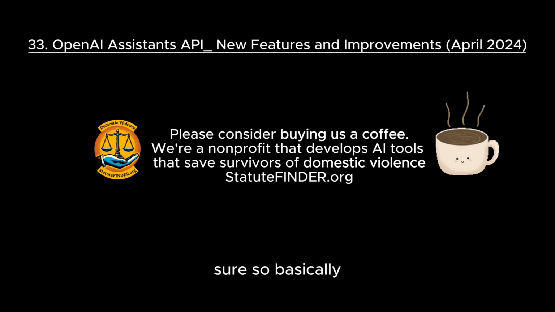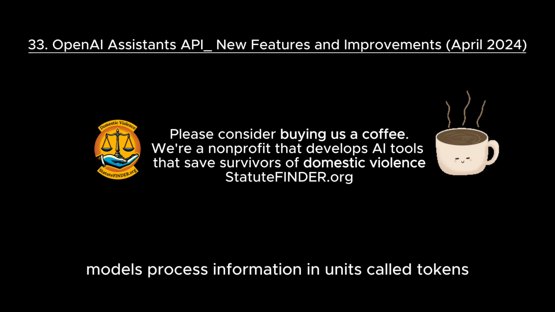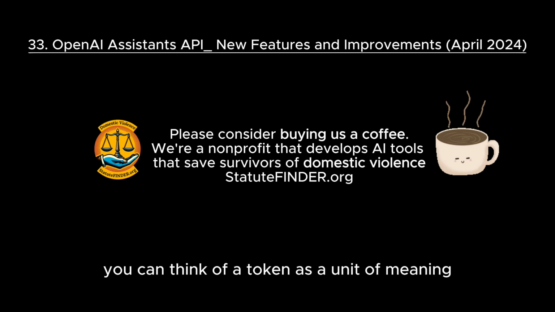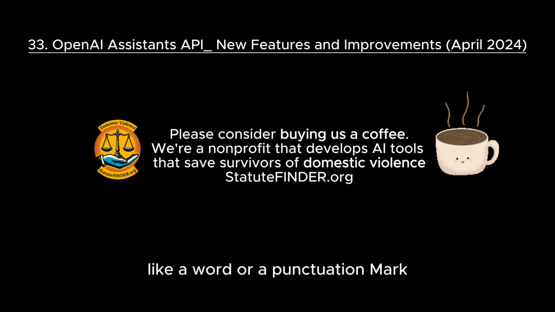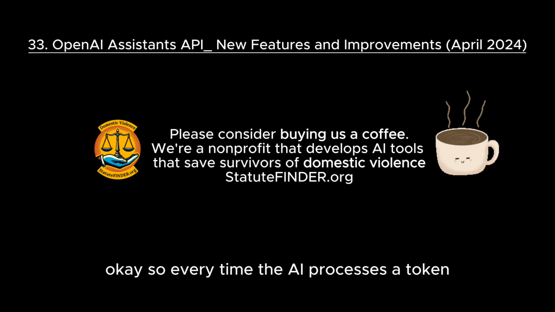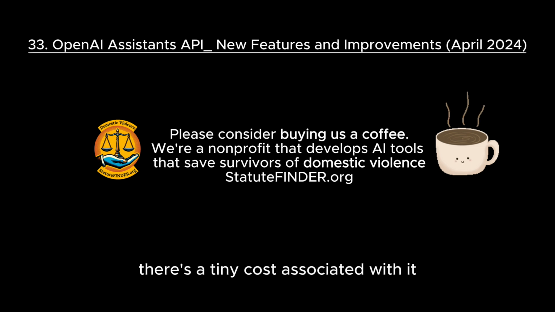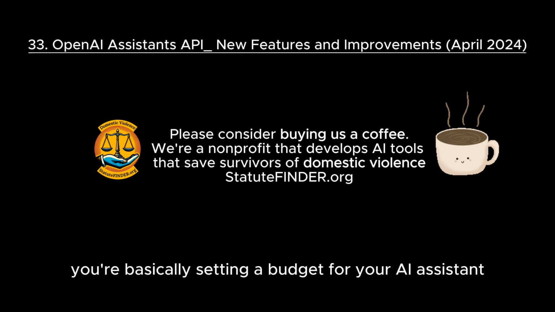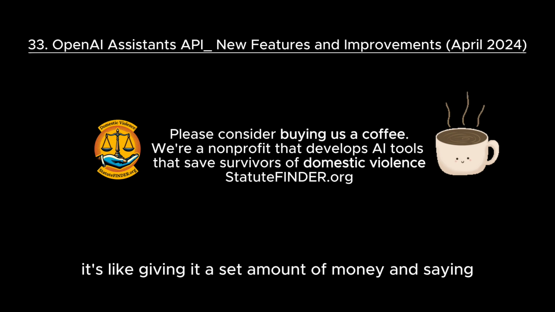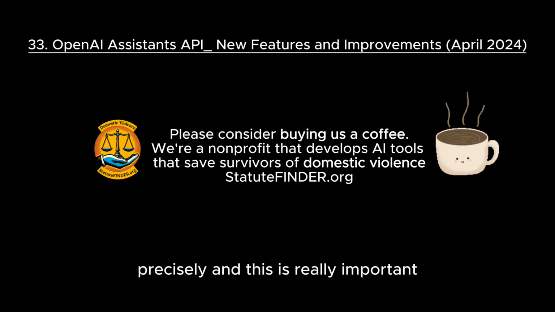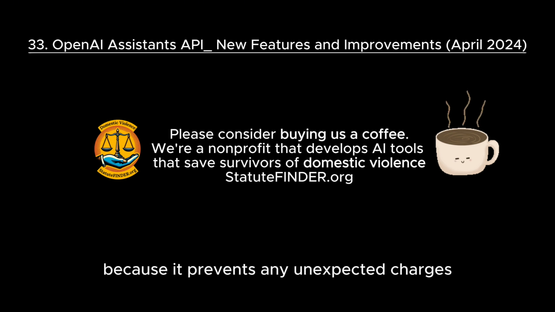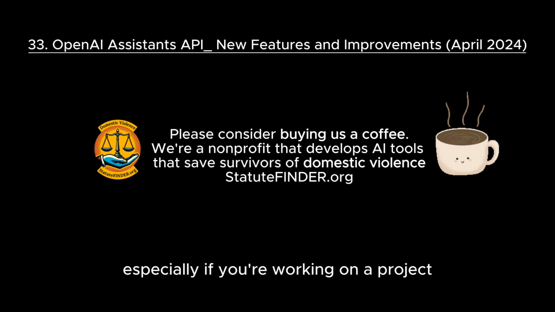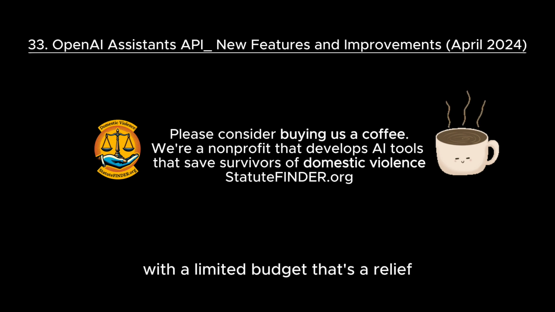Sure. So basically, these powerful AI models process information in units called tokens. You can think of a token as a unit of meaning, like a word or a punctuation mark. So every time the AI processes a token, there's a tiny cost associated with it. Exactly. And by setting a token limit, you're basically setting a budget for your AI assistant. It's like giving it a set amount of money and saying, don't spend more than this. Precisely. And this is really important because it prevents any unexpected charges, especially if you're working on a project with a limited budget. That's a relief.